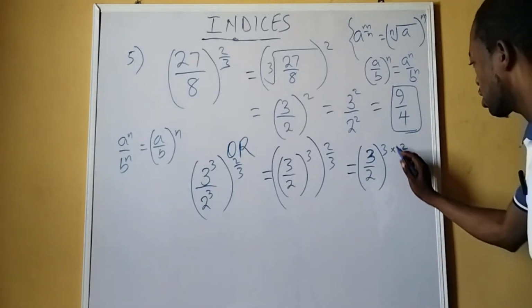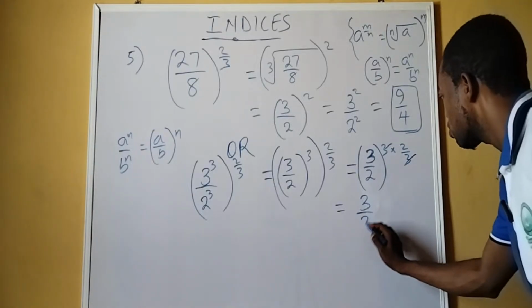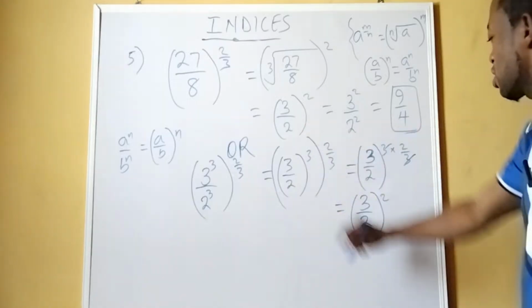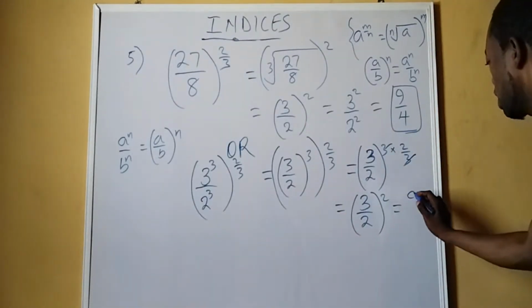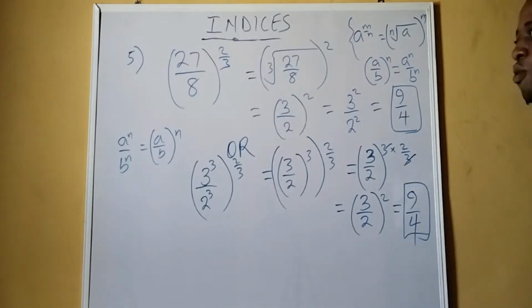Okay? And 3 cancel each other. And we have 3 over 2 all square, which has led us to this place, and which is now 9 over 4. So that is that. Whichever one that comes to our mind, we can use it whenever we are solving problems.